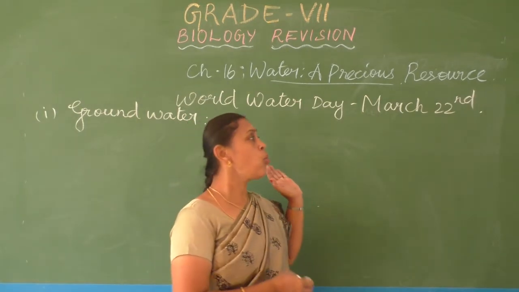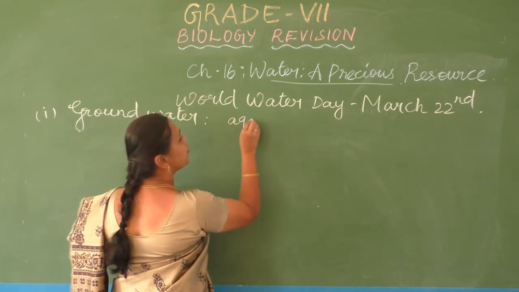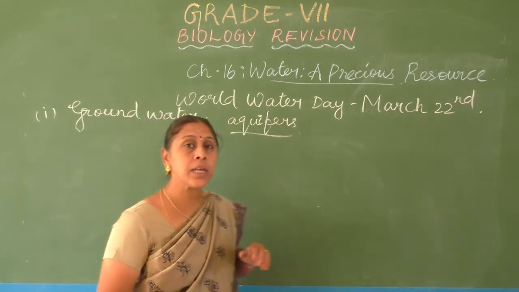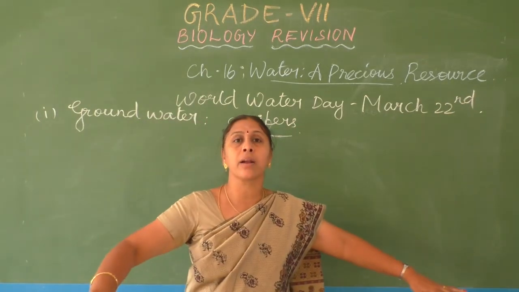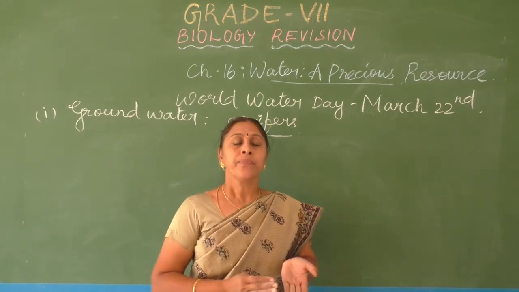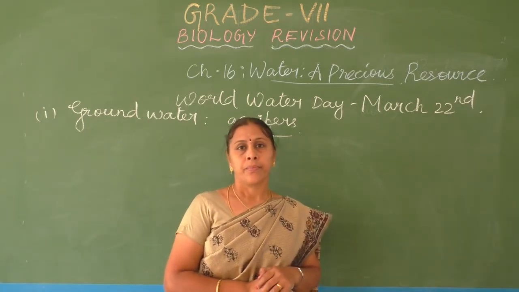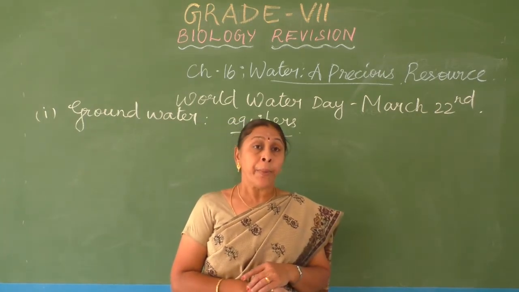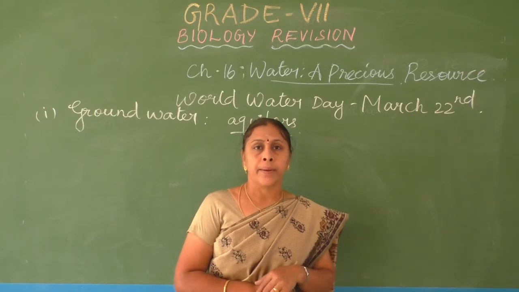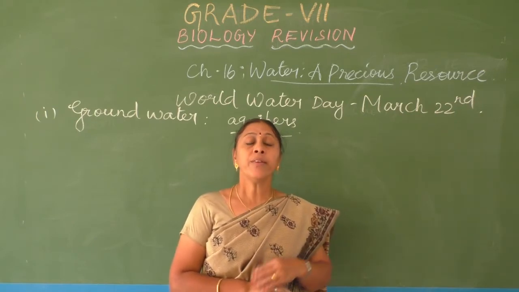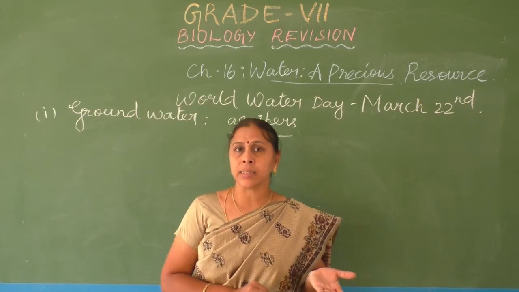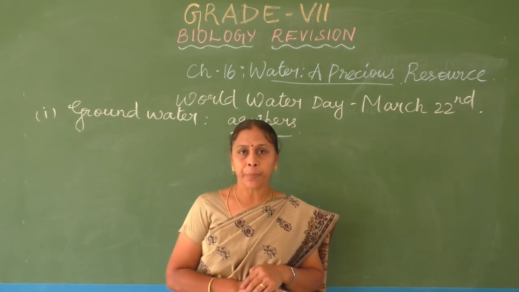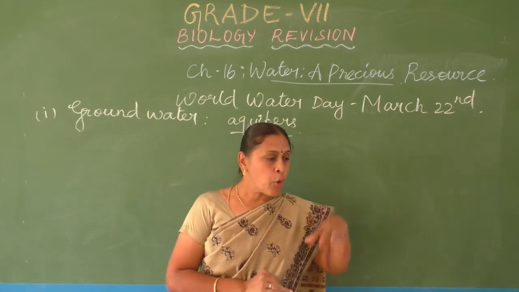Groundwater is also called aquifers. It is the water level that is present under the ground where it is stored. That is called aquifers. So this water table maintains the groundwater aquifers. When water scarcity arises, this groundwater will be utilized by the people through the bore wells.